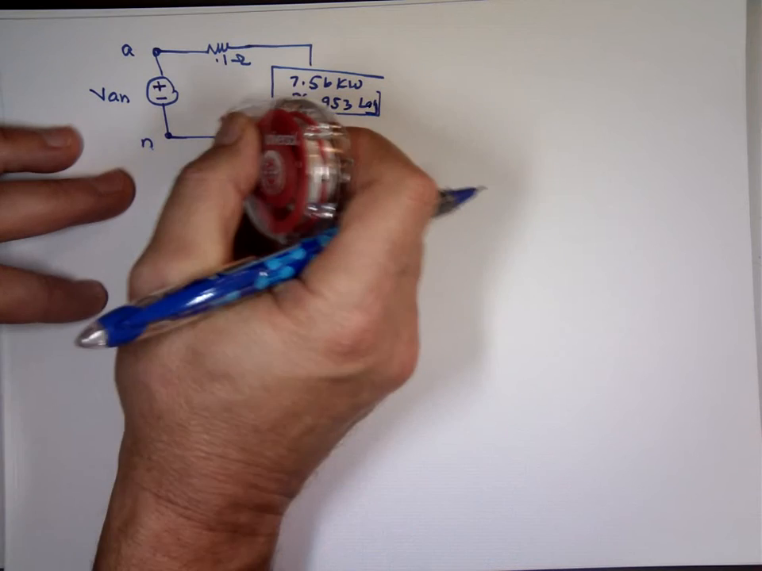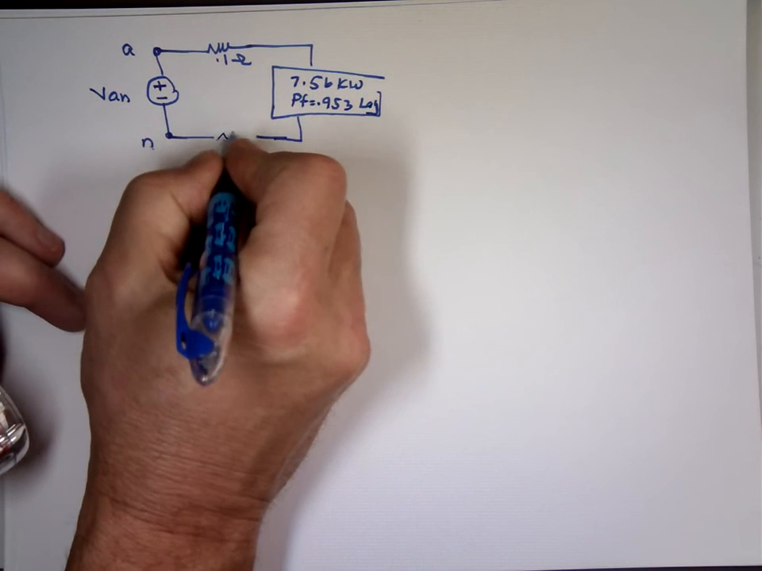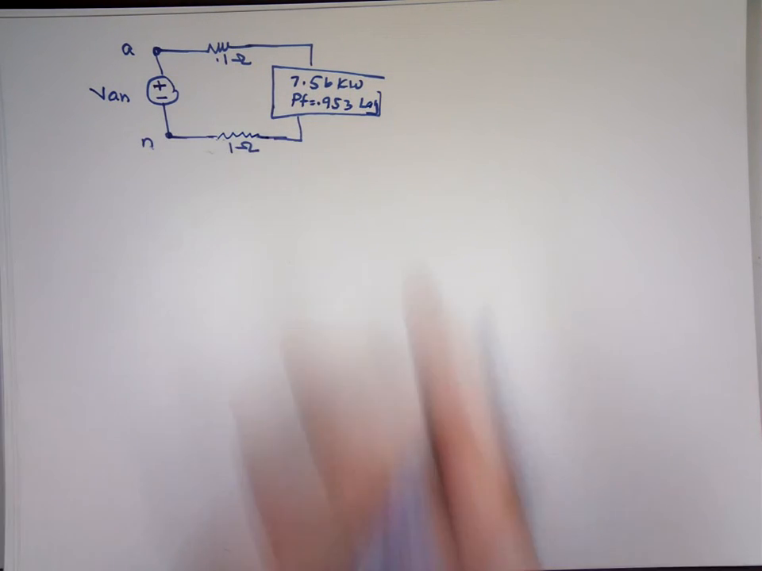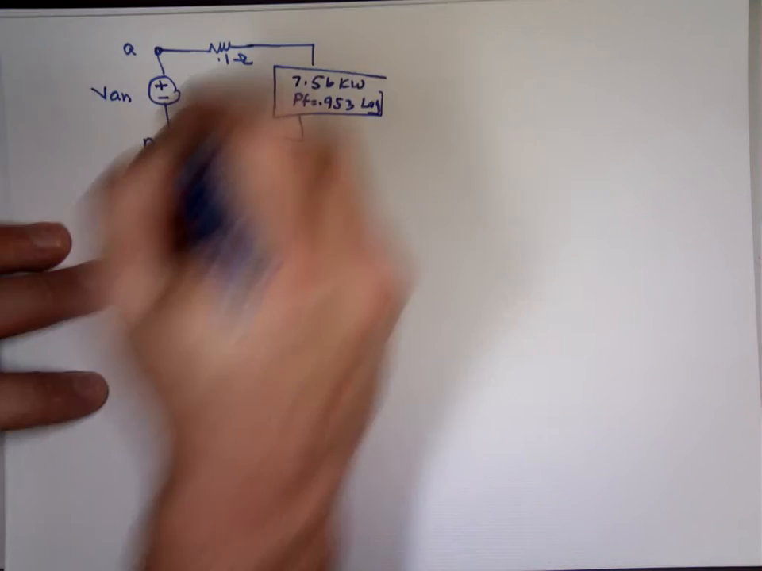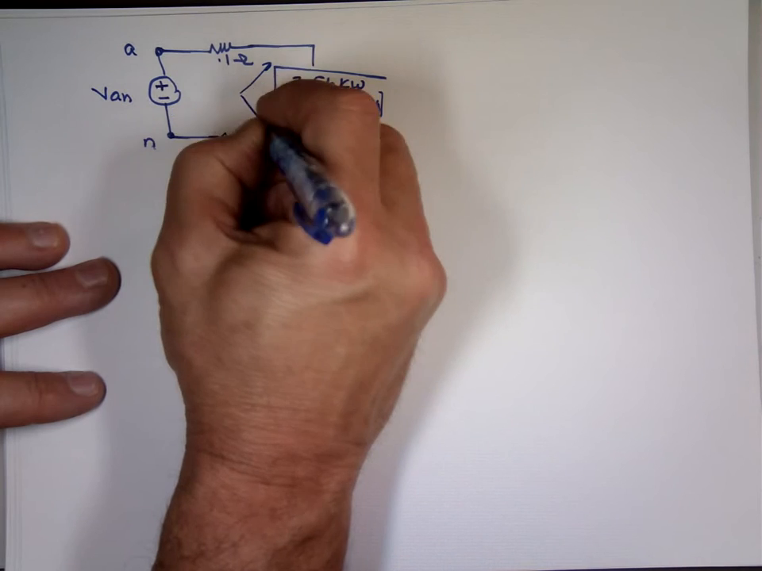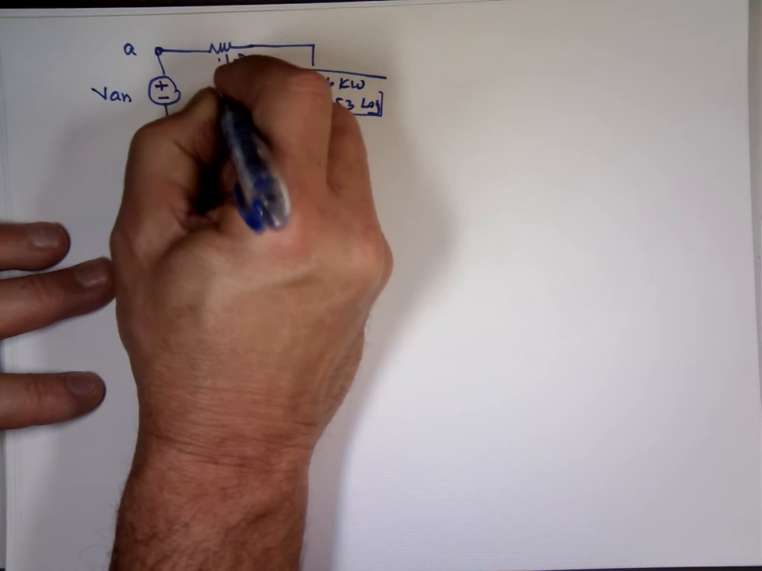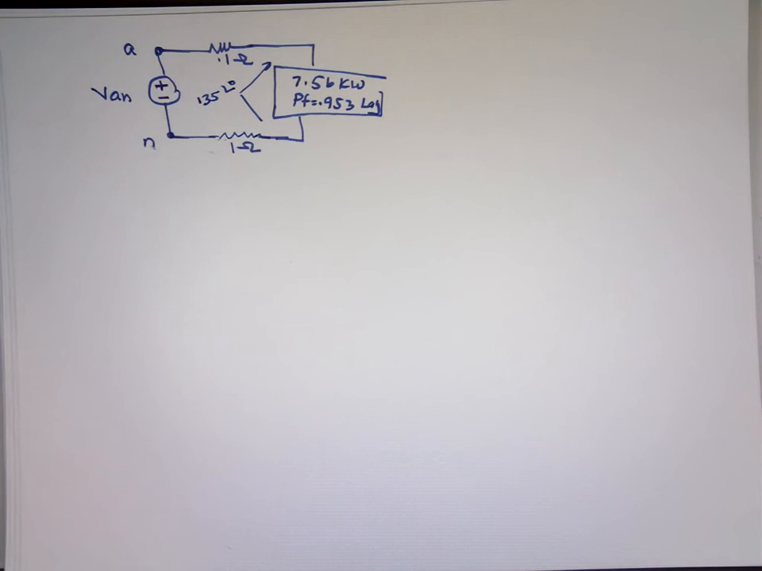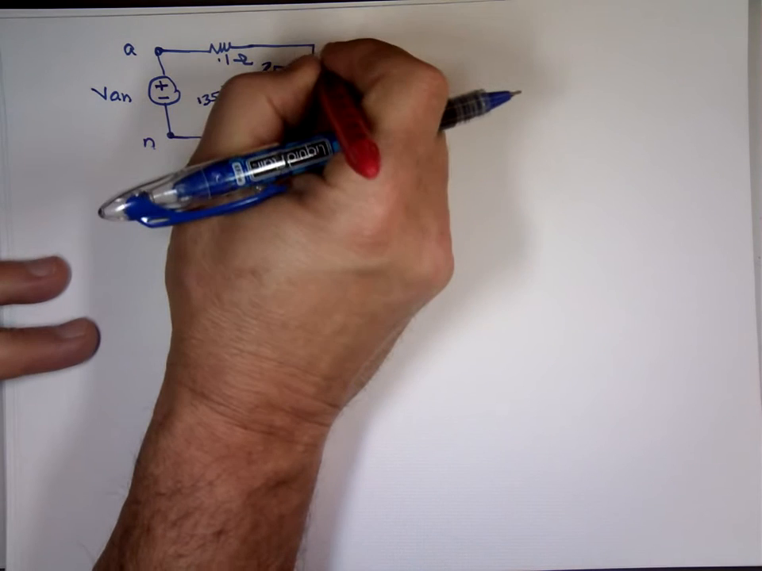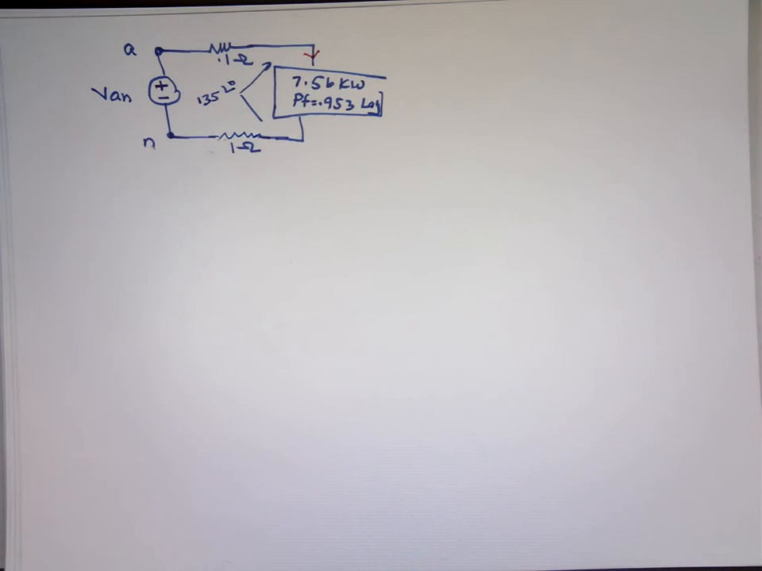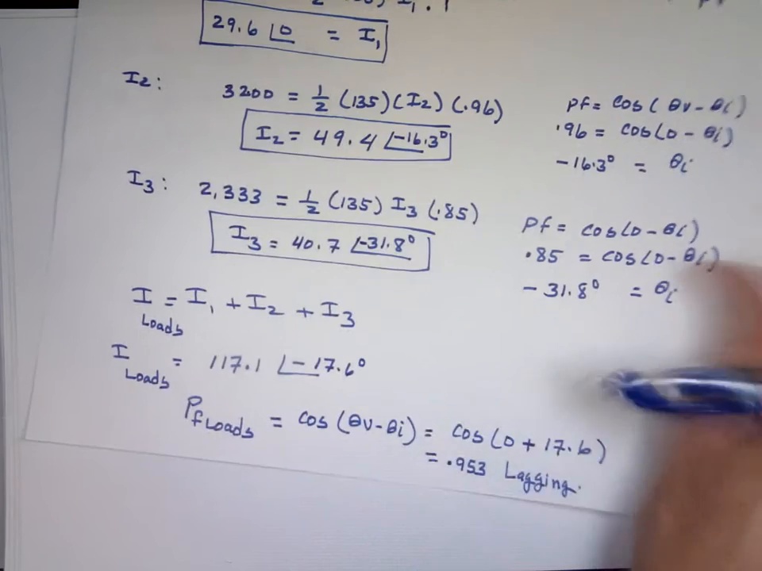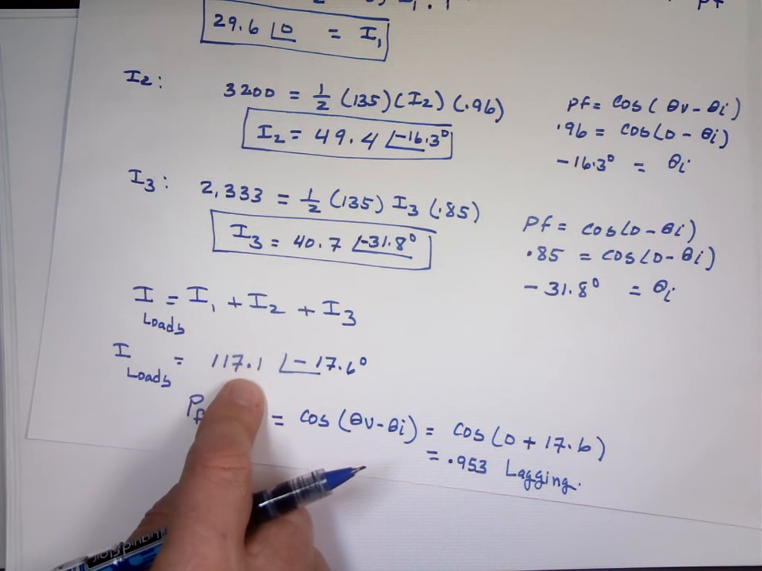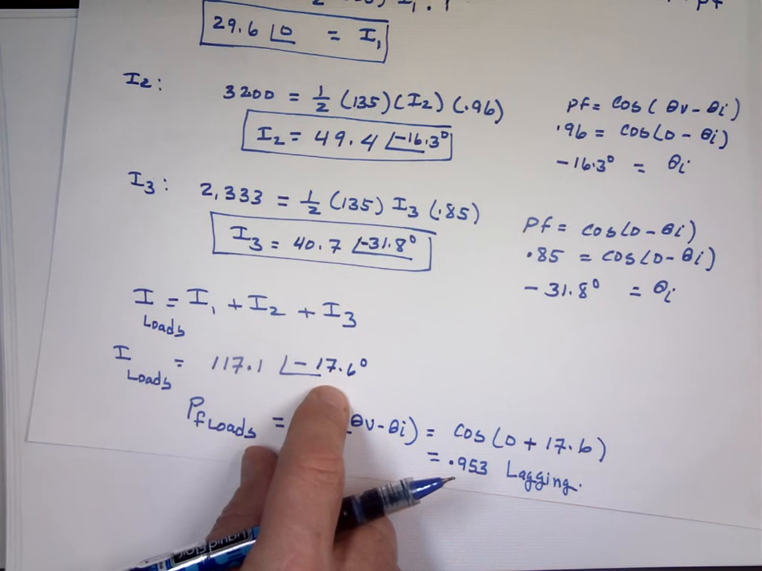Resistor here, it looks like. That's on my circuit now. And I know the voltage right here is 135 angle zero. And I know the current, I just found it. That current was what? We just did it, remember? Where is I total here? 117.1 angle negative 17.6.